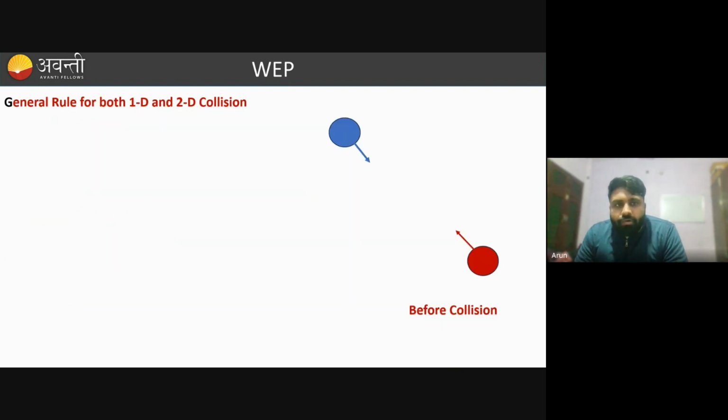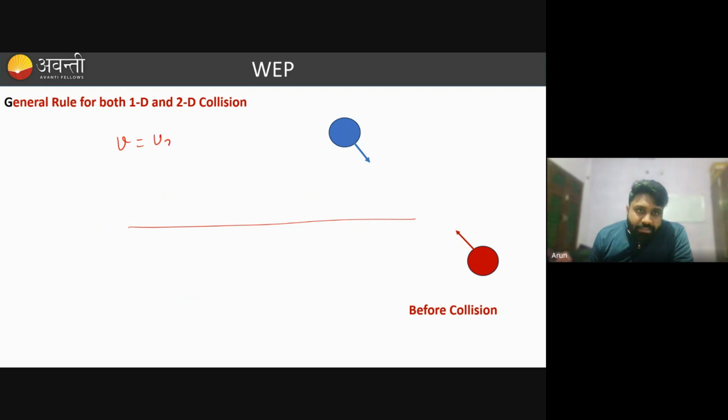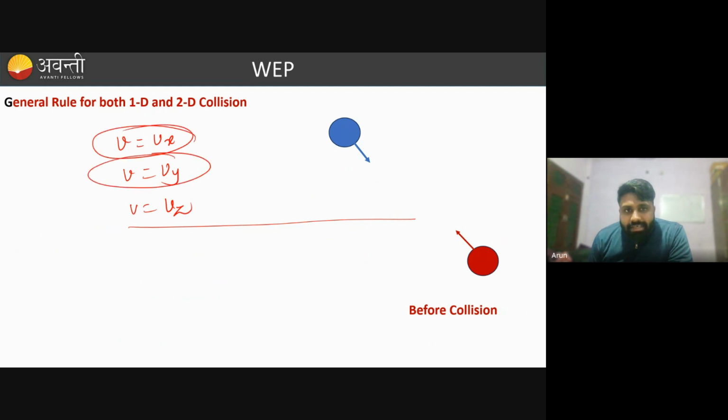So, the general rule for both one-dimensional and two-dimensional collision. One-dimensional collision means you have the velocity vector in a single direction. So the velocity vector is given by either ux, uy, or uz. Whenever you have only a single component, a single axis you are treating, that is called one dimension. Only one dimension is changing, either x, y, or z.